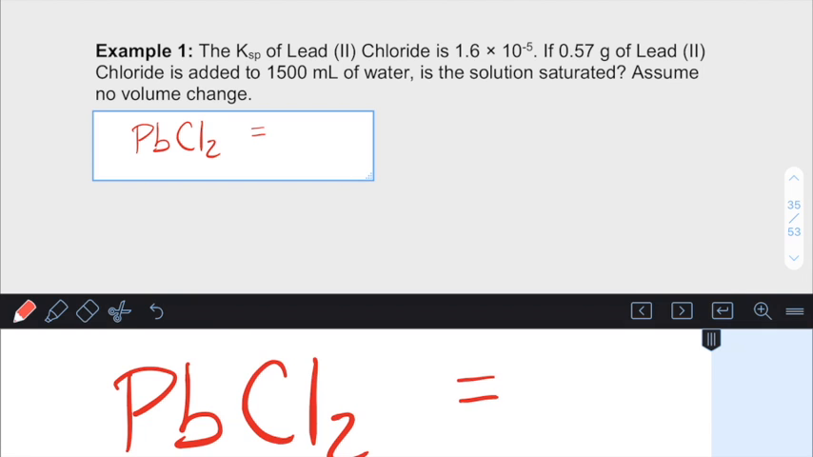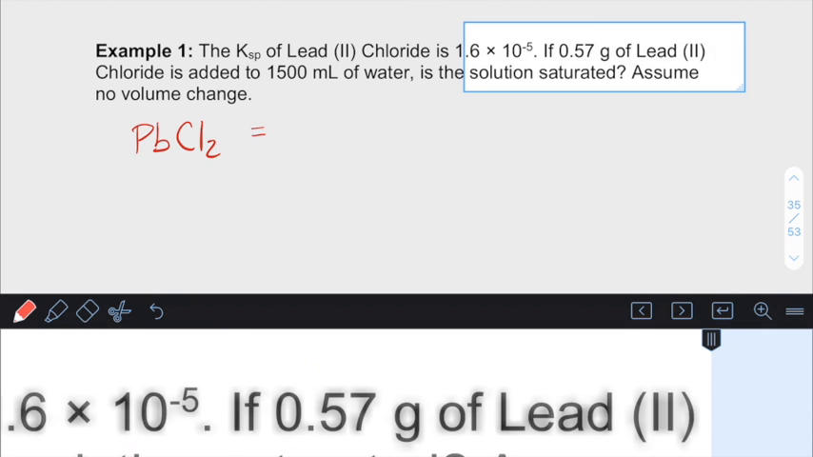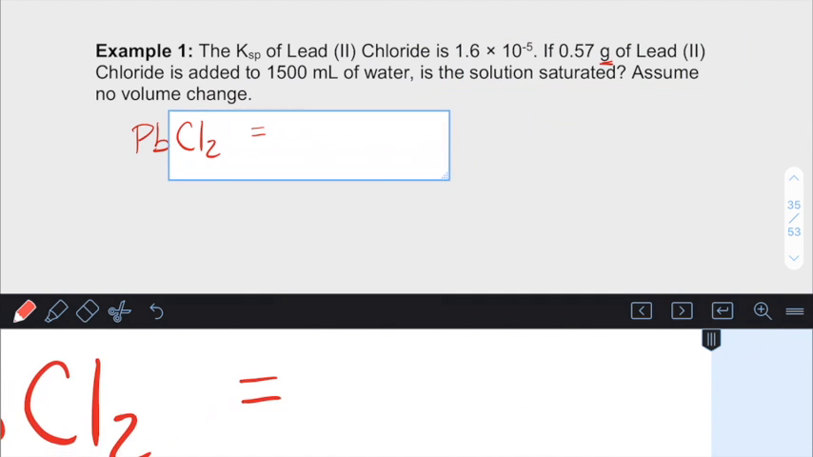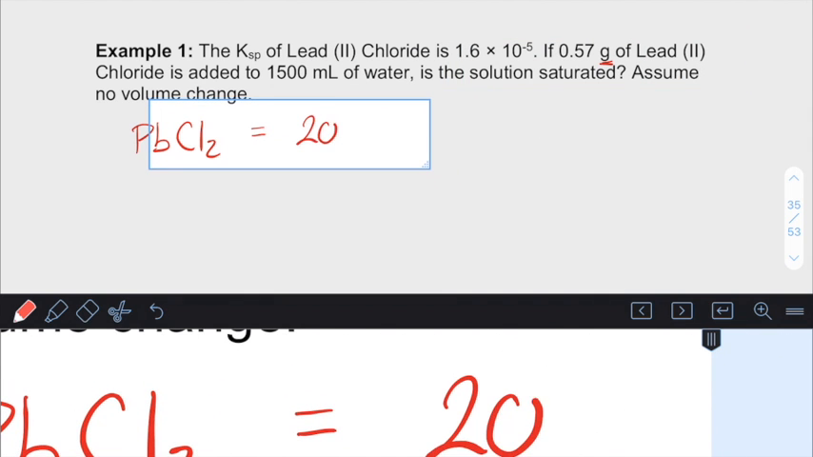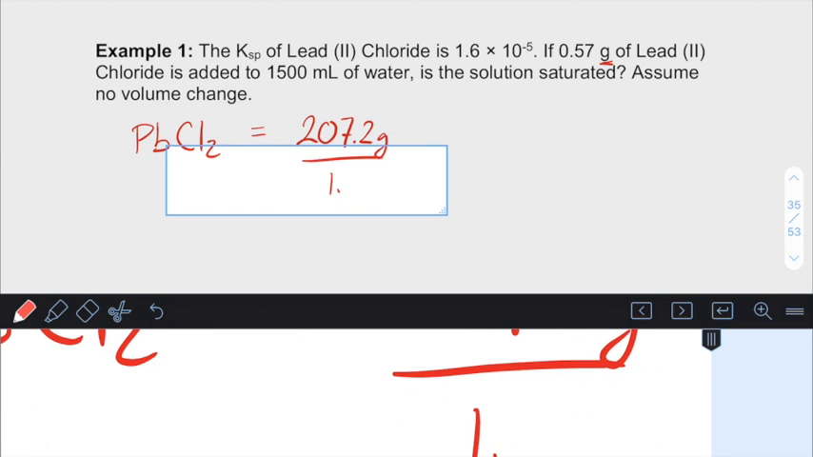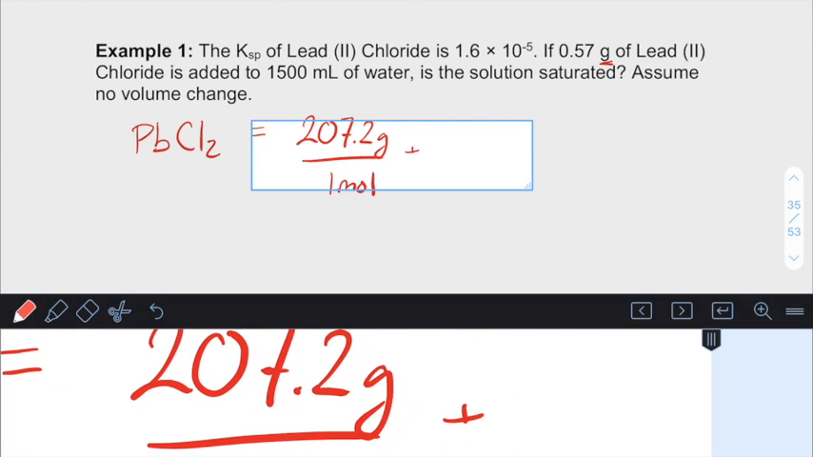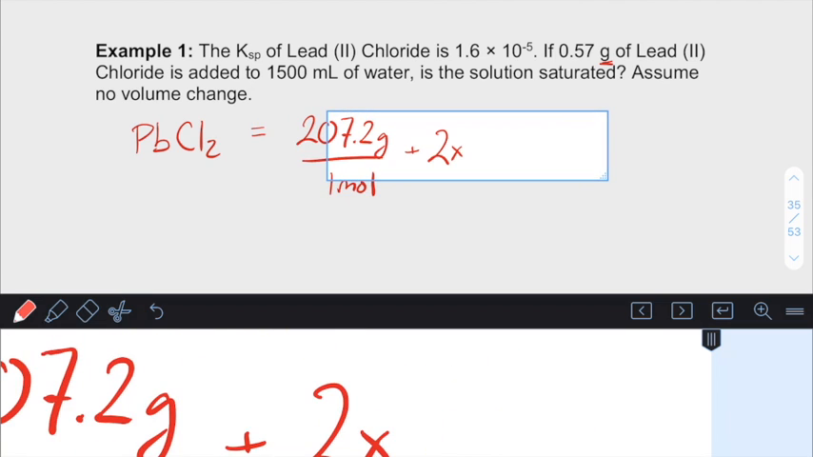So it might be worth writing down a molar mass for this, because we do notice a value in grams here. So I'm going to write some molar masses here. That's 207.2 grams per 1 mole, and we get to add that to 2 times chlorine, which is, I think, 35 point something. Just a second, I'm pulling up my calculator here. 35.4. 35.4 grams per 1 mole.